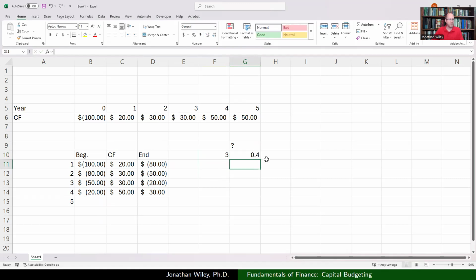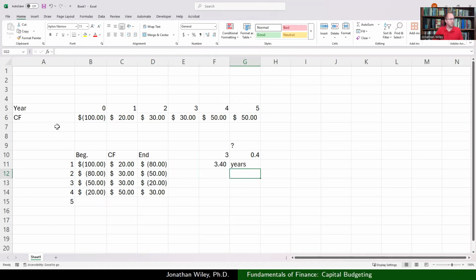So 20 divided by 50, that's 0.4. I put those together, and my payback period is 3.4. And of course, Excel is trying to make that dollars, and it's not. So my payback period is 3.4 years. Okay, so it took 3.4 years for me to recover my original investment. So that would be how I would calculate the payback period.